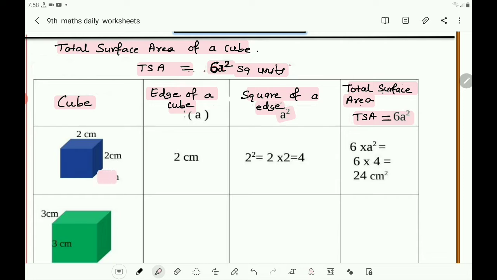Now take the first one. Here the edge is 2. So write 2 here, 2 square. 2 square means 2 into 2, 4. Then here TSA means 6a square. 6 into 4 equals 24 cm square.